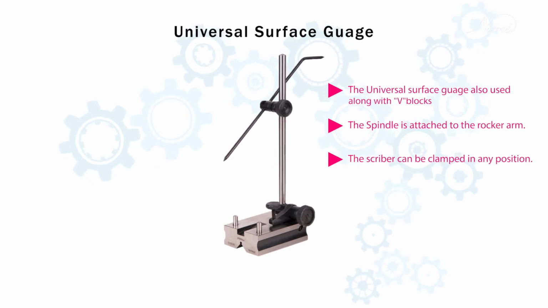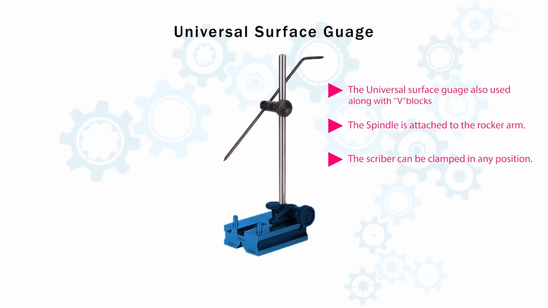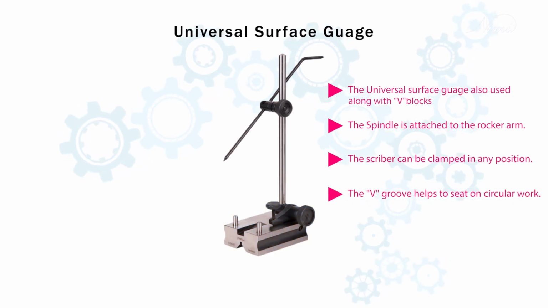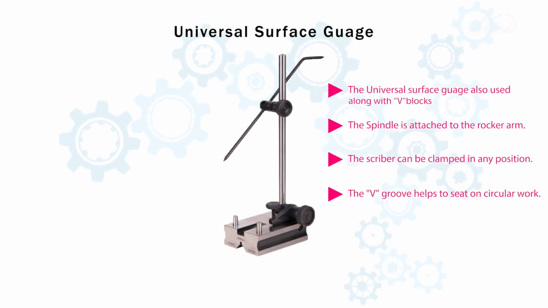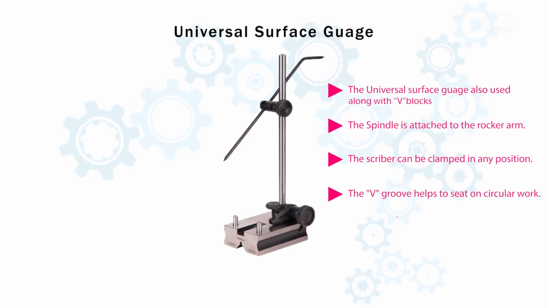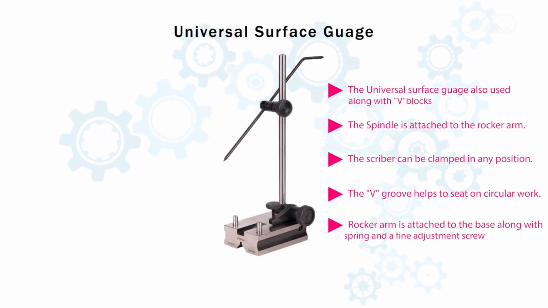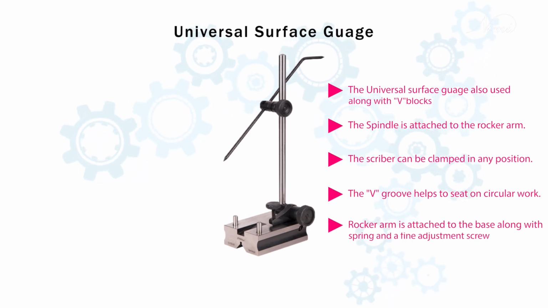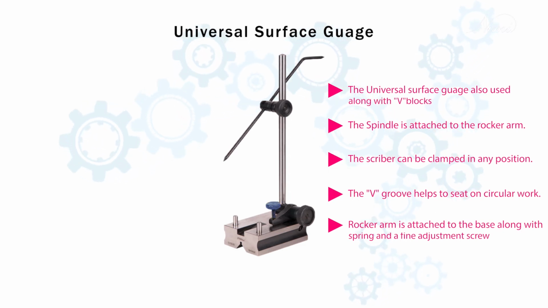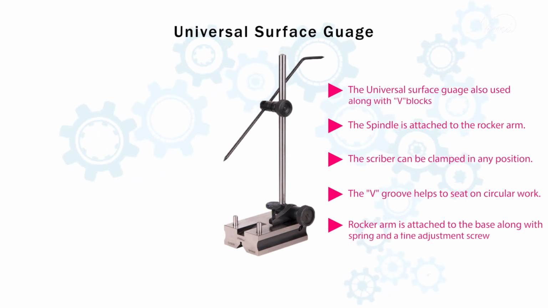Next one is the base. The base of the universal surface gauge will have some slots on the bottom face, so that it can be attached to cylindrical surfaces also. The rocker arm of the base is attached with the fine adjustment screw. This is used for taking fine adjustment readings.